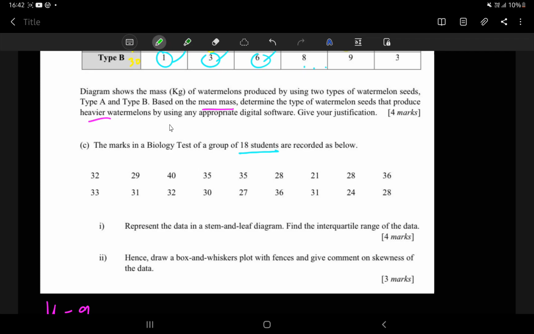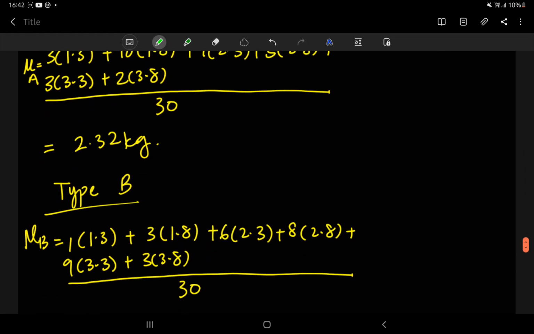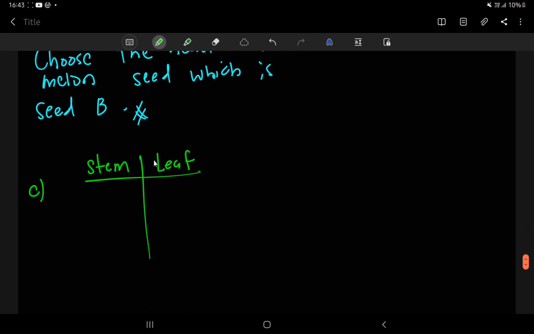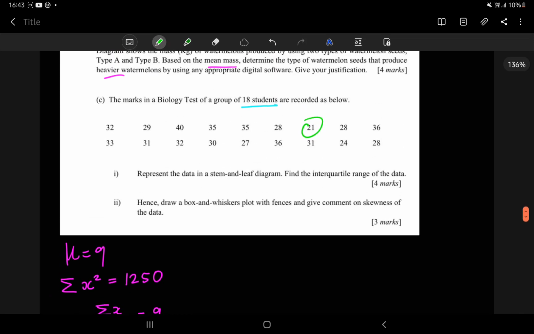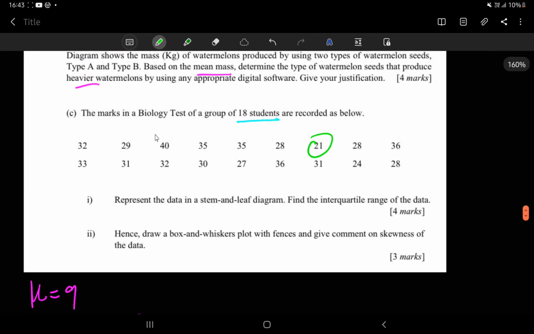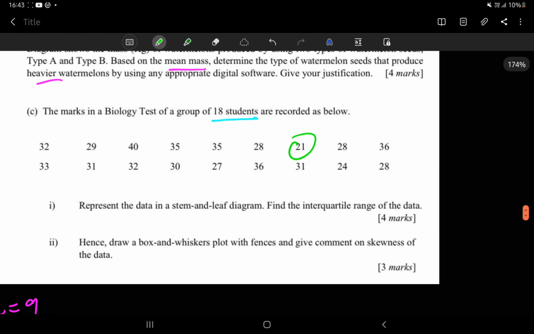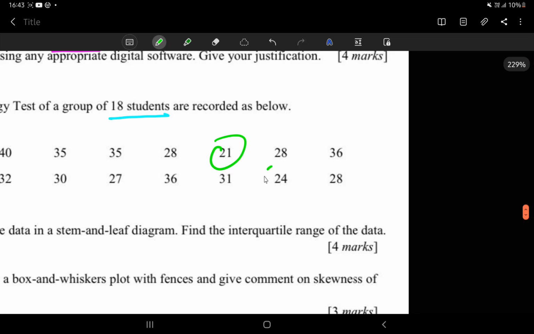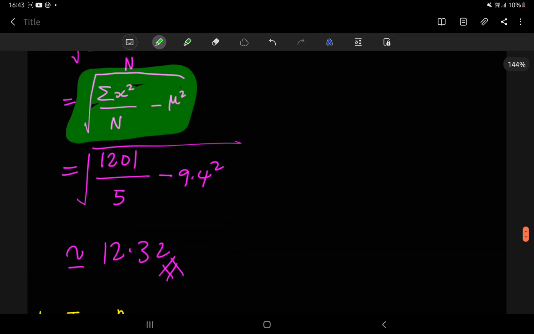The smallest value is 21. So I will write the 2 in the stem part and the 1 in the leaf part, like that. This is the tens digit, and the leaf is the ones digit. After 21, in order, we have 24, and then we have 27. I will do 24 first.